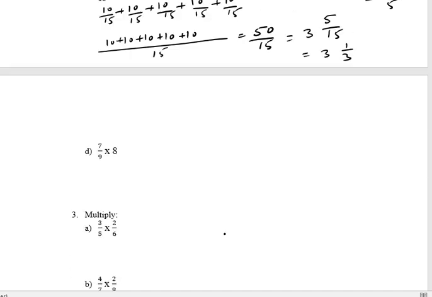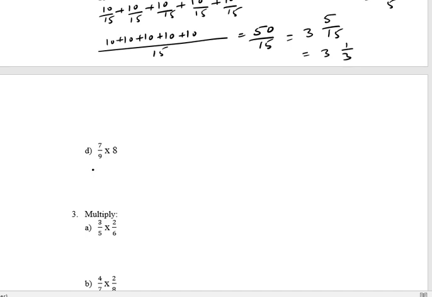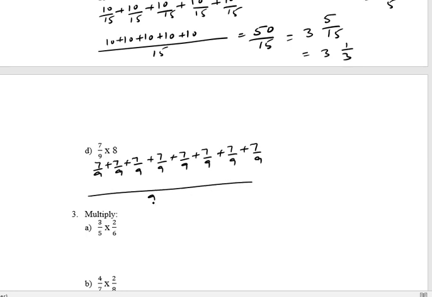We can further simplify it as 3 1 by 3 because 5 and 15 are the multiples of 5. Next one is 7 upon 9, 8 times. So 7 upon 9 plus 7 upon 9, 3 times, 4 times, 5 times, 6 times, 7 times and 8 times. Denominator is same. So 9 and 1, 2, 3, 4, 5, 6, 7, 8 sevens.